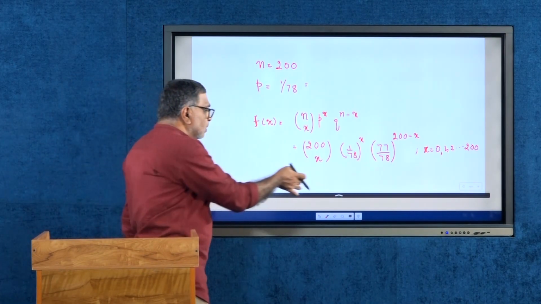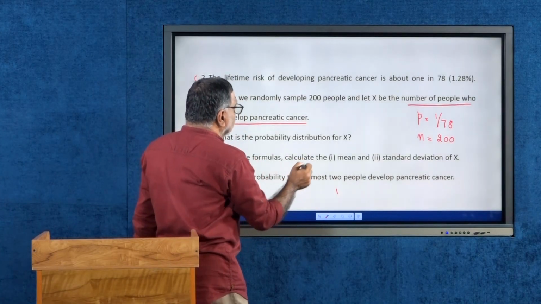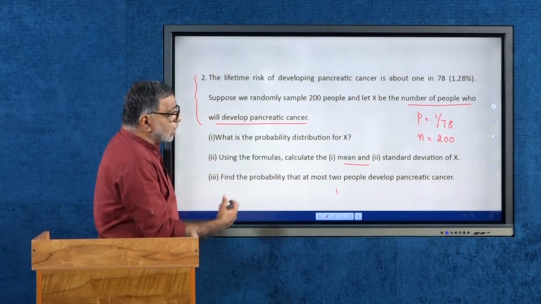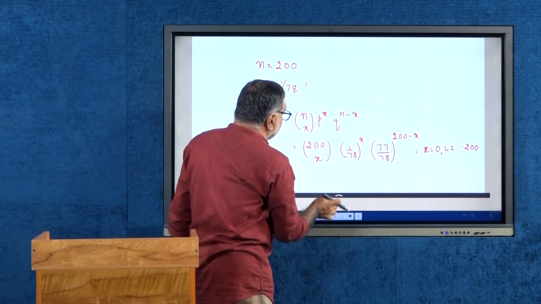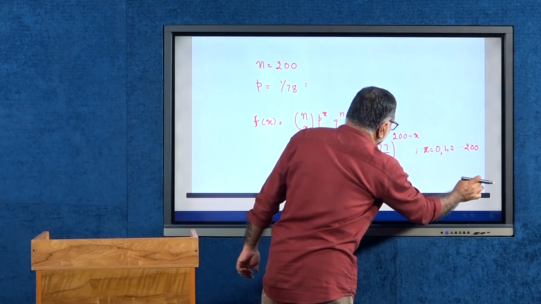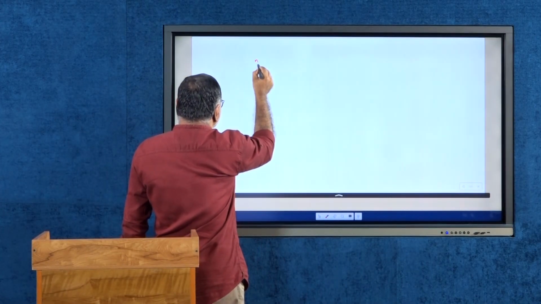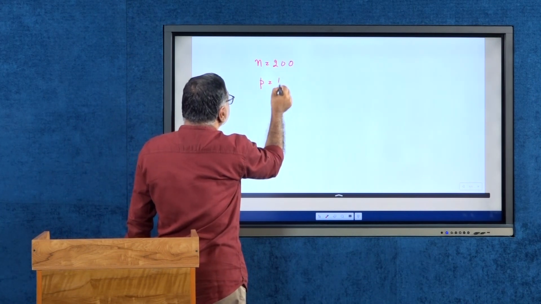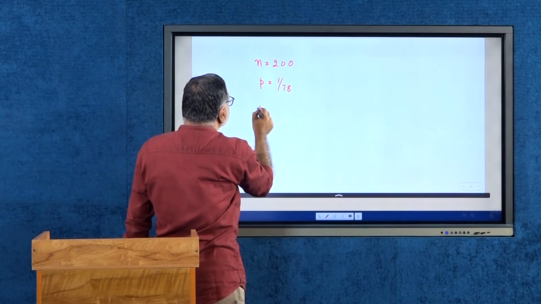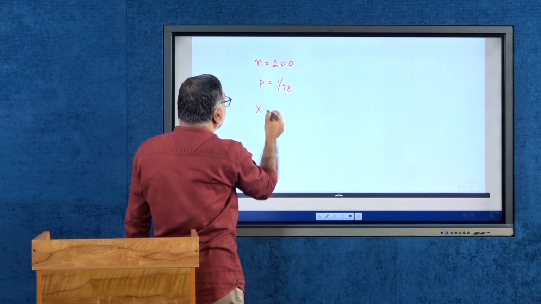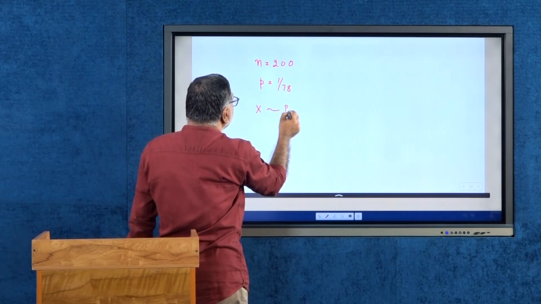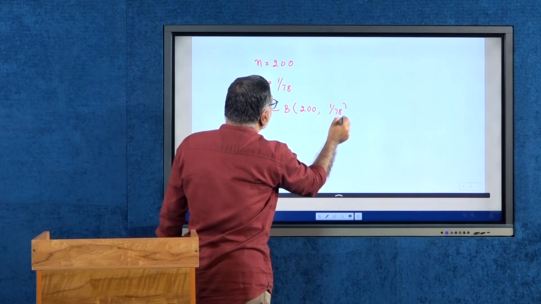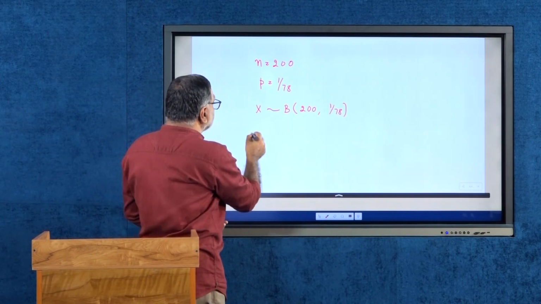And the second part: what is the mean of the random variable and the standard deviation of x? When you are given n equal to 200 and p equal to 1 out of 78, and x is the number of people affected by pancreatic cancer, then x follows a binomial distribution with 200 and 1 out of 78. This is our distribution. If so, what is the mean of x?